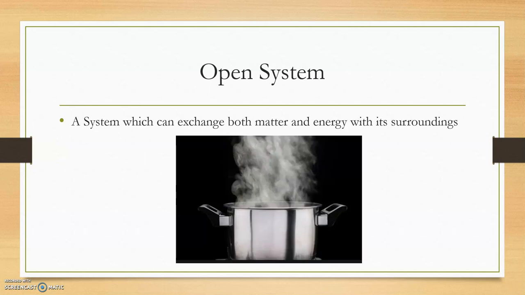A system which can exchange both matter and energy with its surroundings is called open system. Example, hot water present in an open beaker or vessel. This open vessel can transfer both heat energy as well as matter from the system to the surroundings.